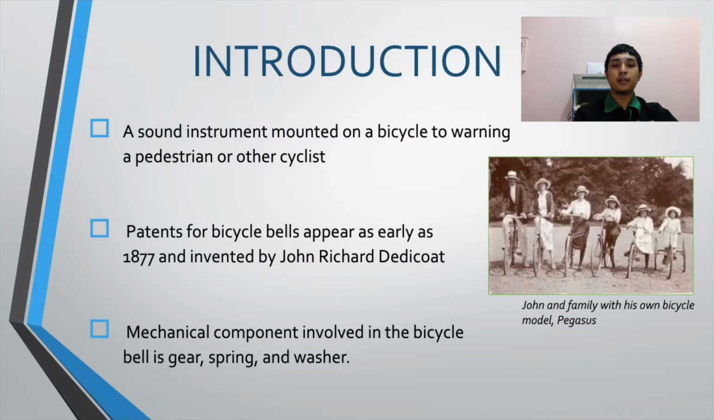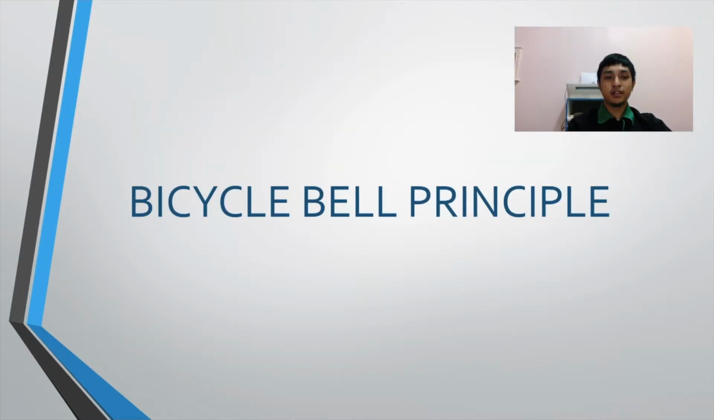A bicycle bell is a sound instrument mounted on a bicycle to warn a pedestrian or other cyclists. The patents for the bicycle bell appear as early as 1877, invented by John Richard Dedicott. The mechanical components involved in the bicycle bell are gear, spring, and washer. As this is the principle of the bicycle bell, I will use the real-life product to increase the understanding of the concept.